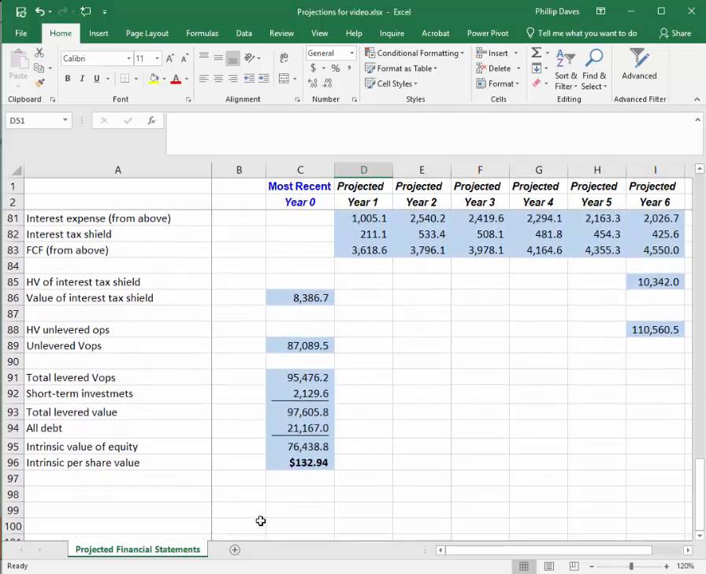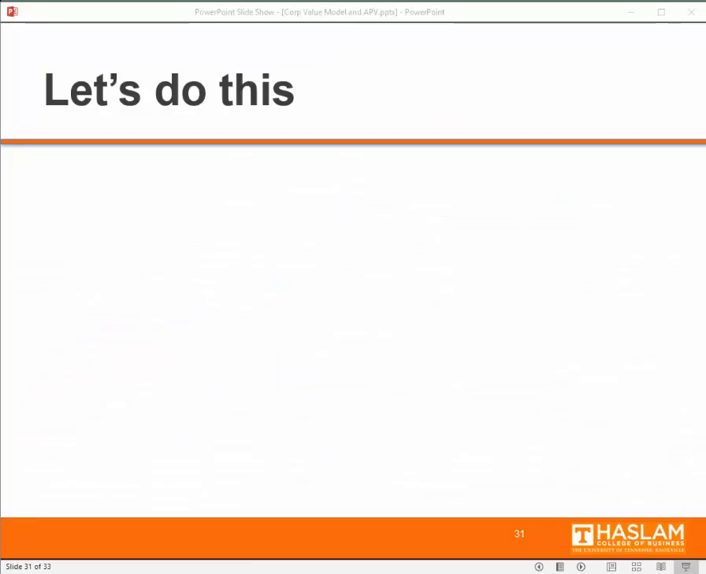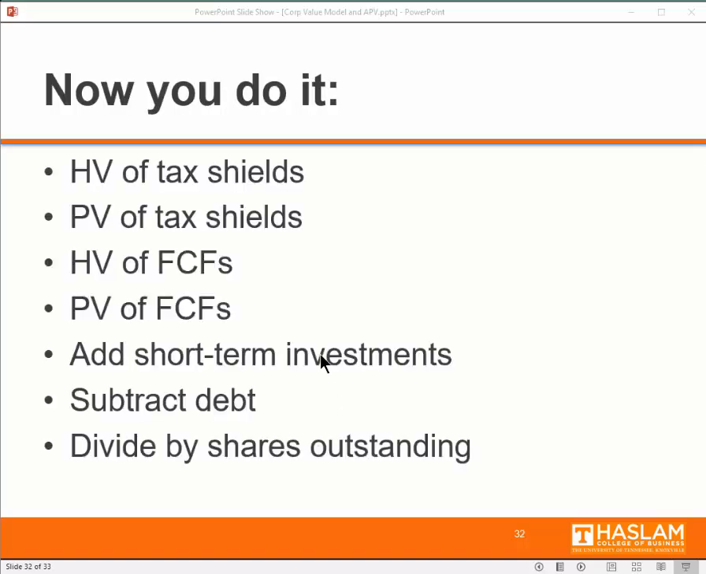So let's move back to the slides. Back at the slides, let's let you do this. I want you to pause this presentation. I want you to calculate the horizon value of the tax shields, the present value of those tax shields, the horizon value of the free cash flows, present value of the free cash flows, add in short-term investments, subtract off debt, and divide by shares outstanding to get the intrinsic value of equity using the APV model for your company. And then come back when you have done that.